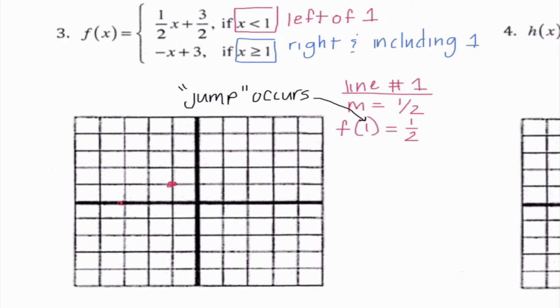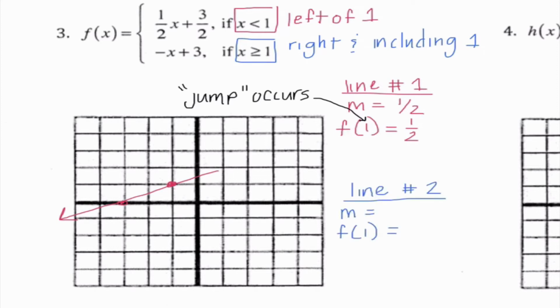Okay, so now I'm going to go ahead and draw that line. Notice that it is a solid line because it says equal. This inequality is reflected in the open circle. So now we're done with line number 1, and we are going to move on to line number 2.